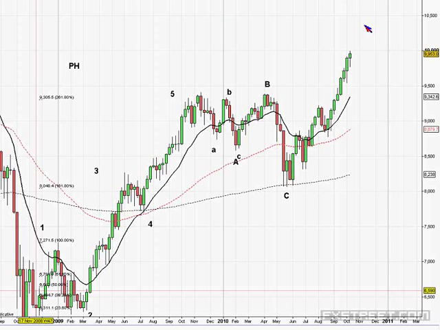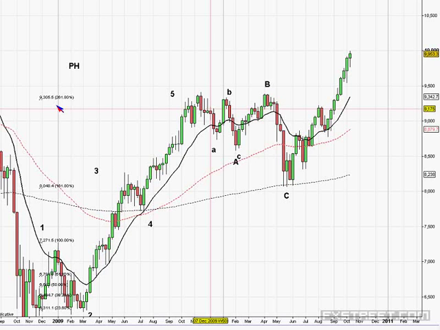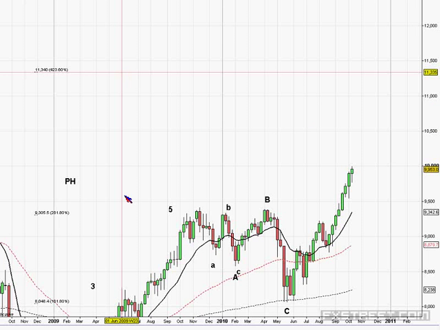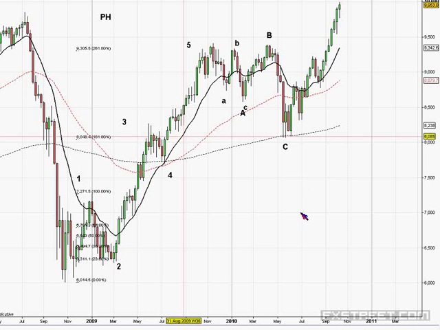Why don't I count the current wave as 5 and the end of wave 3? Because of the fib levels, basically. You might be right. So you're basically saying 1, 2, 3, 4, and this is number 5. Just because of the fib levels. I couldn't get it. Where's your target level going to be then? Up here, 113.40.